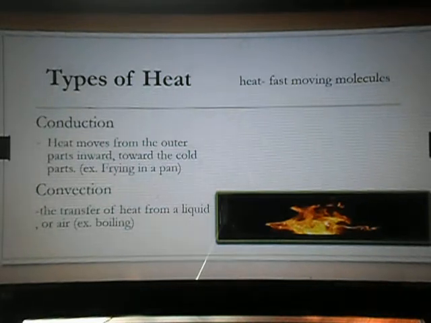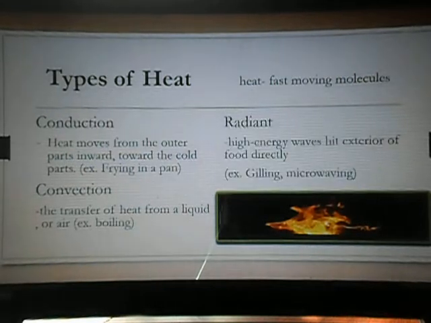Convection is a transfer of heat from a liquid or from the air. An example of that, as you can see, is boiling. Also, when I bake my cheesecakes, I put in pans of just plain water to help draw heat from the water and not just from the oven, and that creates a better environment for it to bake and creates more even cooking.